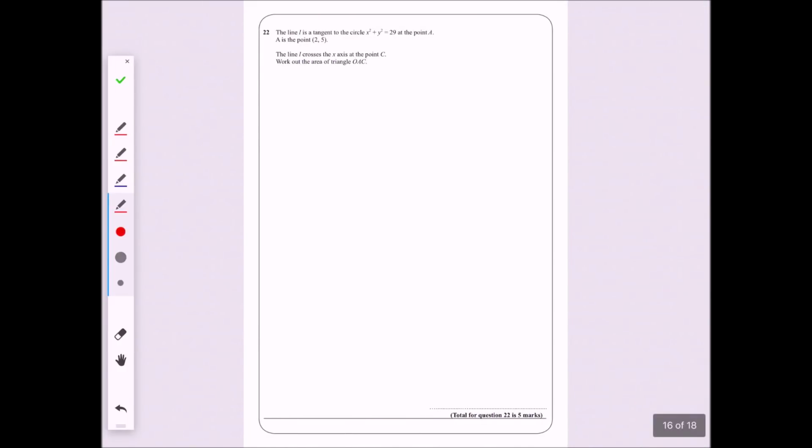Question 22. The line L is a tangent to the circle x squared plus y squared equals 29 at the point A. A is the point (2, 5). The line L crosses the x-axis at the point C. Work out the area of the triangle OAC.